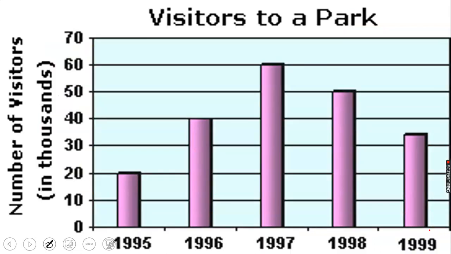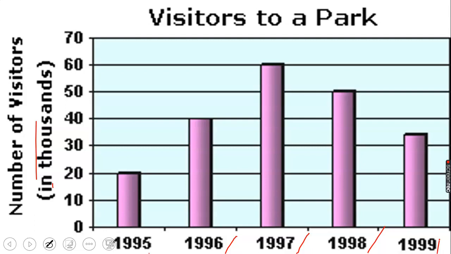Okay, let's quickly go to the next example. I have the number of visitors that come to a park, in thousands, in 1995, 1996, 1997, 98, and 1999. We want to know the number of visitors that come to this park in these years.